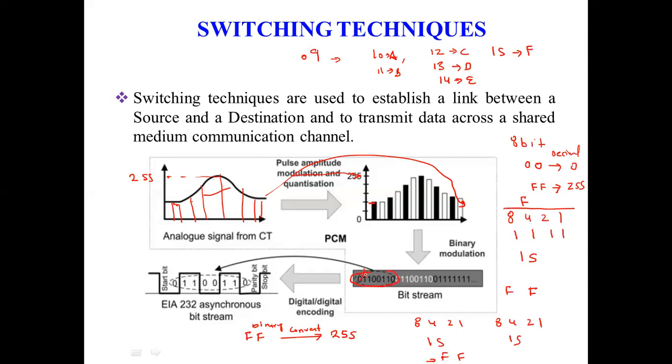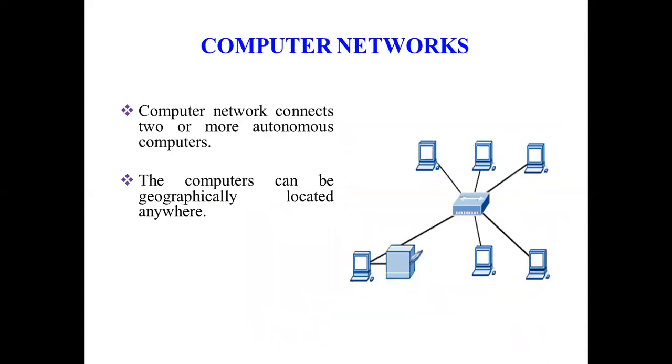How many bits are there? 1, 2, 3, 4, 5, 6, 7, 8. So this is 8 bits, and 8 bits would mean 1 byte. Totally we can see 1, 2, and 3, so this is a 3 byte operation. This is how analog to digital conversion is done.